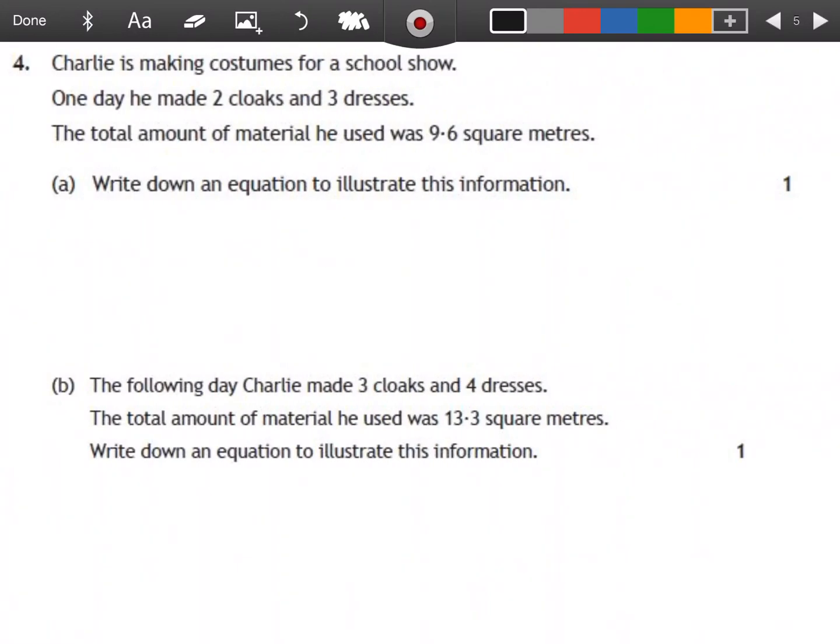Number 4. This one here looks like a simultaneous equation question. We've done one like this in the last paper. Pretty much comes up every year. Remember, this is non-calculator. 2 cloaks and 3 dresses, and the total material was 9.6. Write an equation. So I'm going to let C be cloaks. So 2 cloaks, add on 3 dresses, equals 9.6.